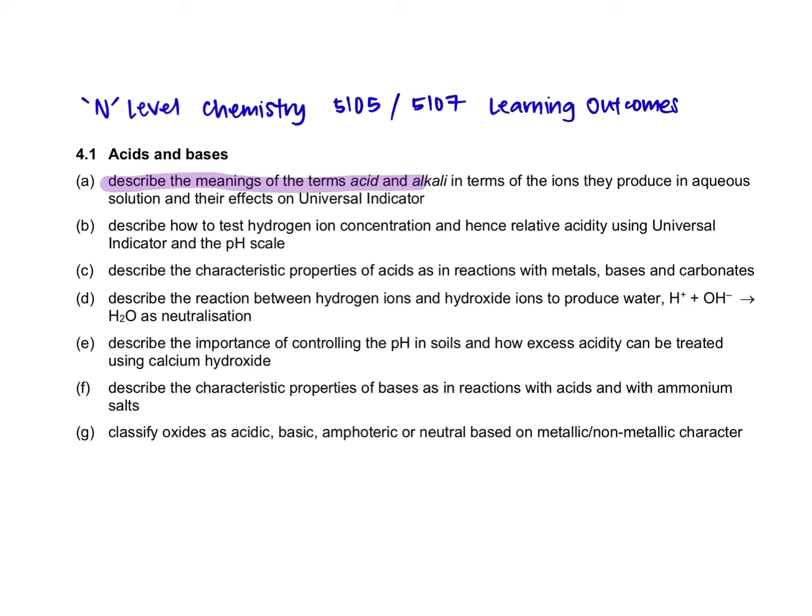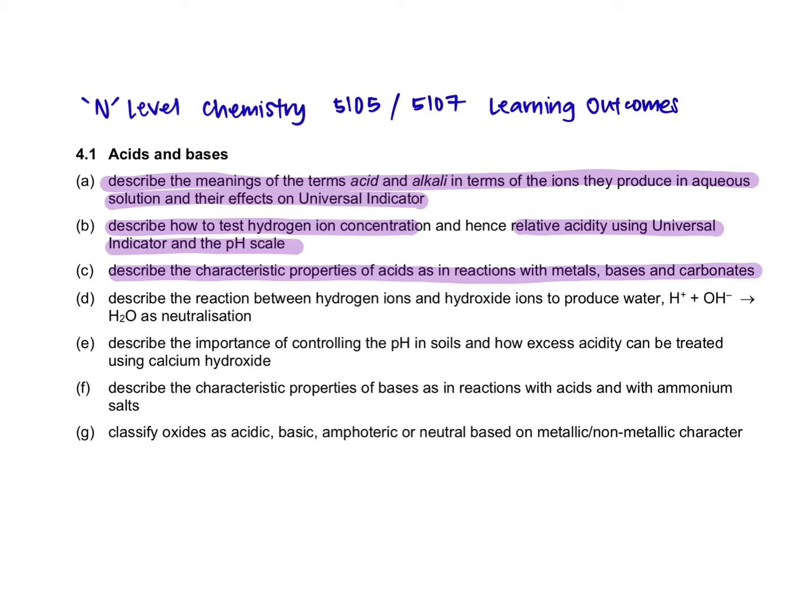Describe the meanings of terms acid and alkaline in terms of the ions they produce in aqueous solution and their effects on universal indicator. Describe how to test for hydrogen ion concentration and hence relative acidity using universal indicator and the pH scale. Describe the characteristic properties of acid as in reactions with metals, bases, and carbonates. Describe the reaction between hydrogen ions and hydroxide ions to produce water, called neutralization.